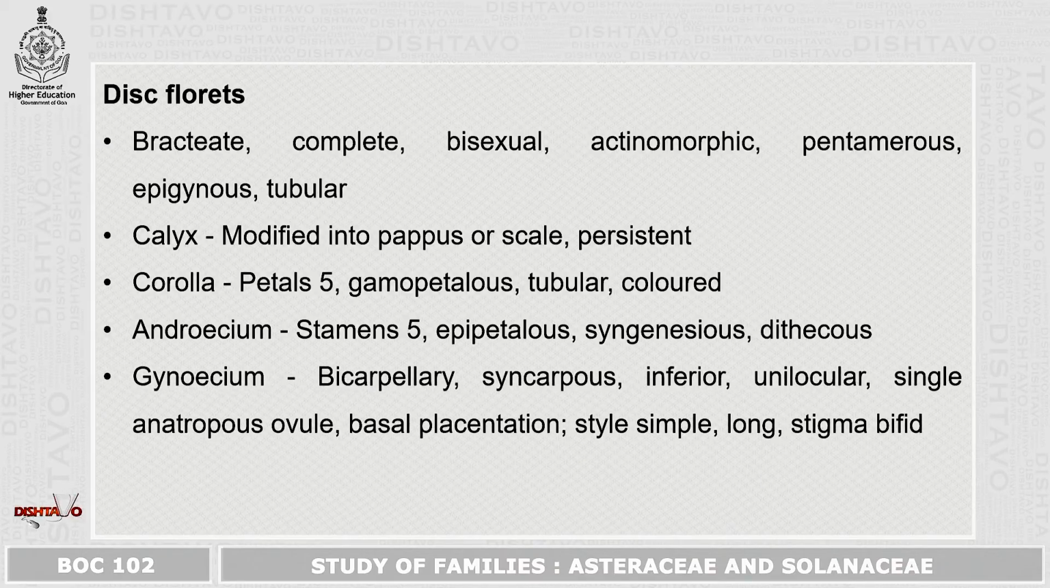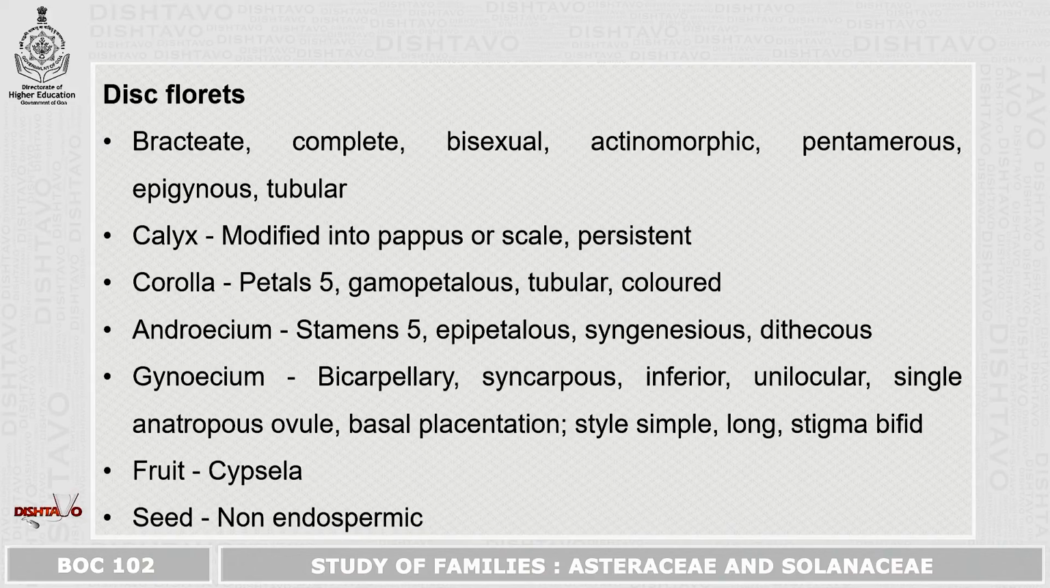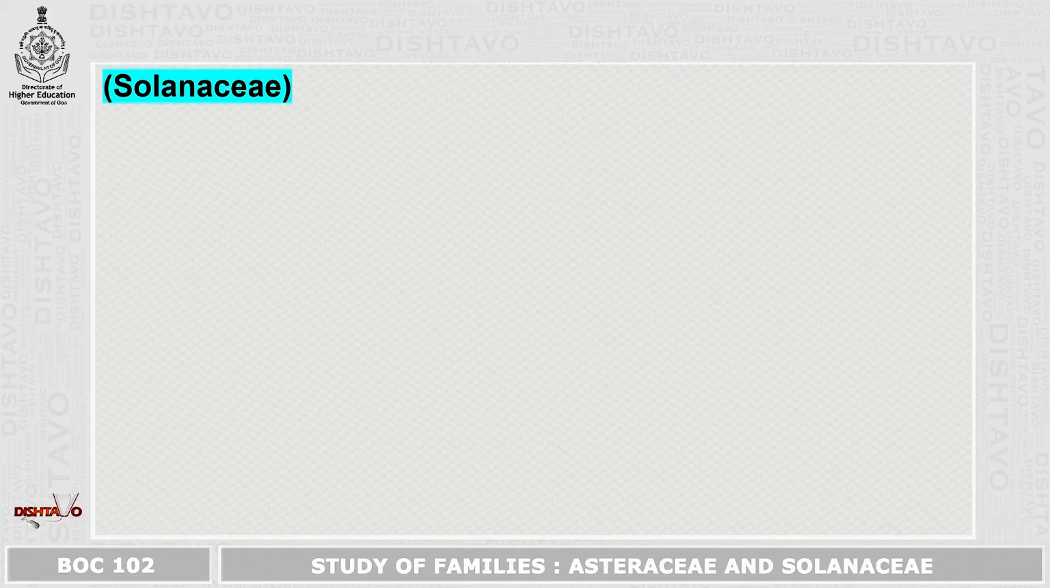Gynoecium with bicarpellary ovary, it is syncarpous, inferior, unilocular, single anatropous ovule is present, and placentation is basal, style is simple, long, and stigma is bifid. Fruit is cypsela and seeds are non-endospermic. This is about Asteraceae family. Now we will start with Solanaceae family.